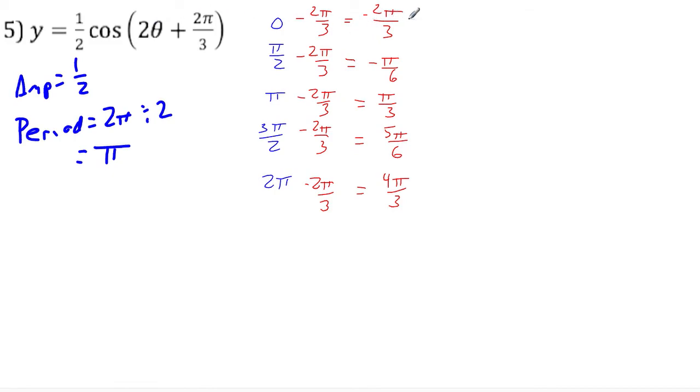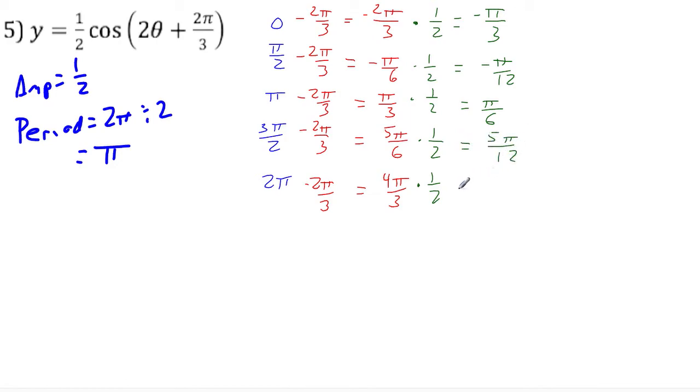If I'm multiplying by 2, I want to divide by 2, which is the same as multiplying by 1 half. And so this gives me negative pi over 3. This is negative pi over 12. This is pi over 6. This is 5 pi over 12. And this is going to be pi over 3. So from negative pi over 3 plus 3 pi over 3 would end me back up at pi over 3.